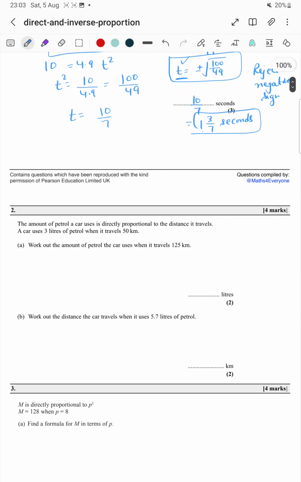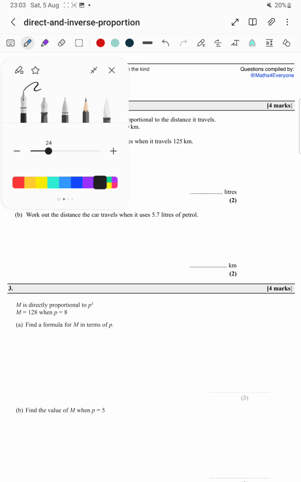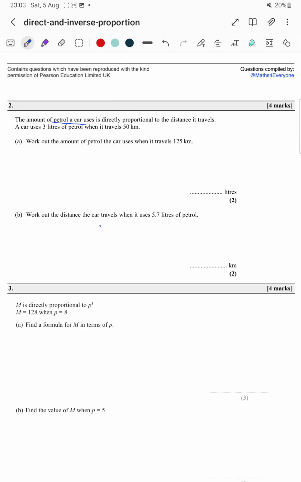Now let's go to the next question. Again, I am focusing only on the questions which are related to direct proportion. The second question says that the amount of petrol a car uses is directly proportional to the distance it travels. As much petrol as there is, that much distance it would be able to travel. So let's say P is representing the amount of petrol. It is directly proportional to the distance. So S is representing the distance and the amount of petrol I am showing with the letter P.